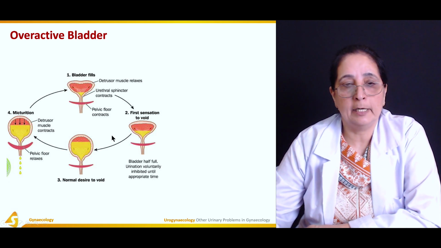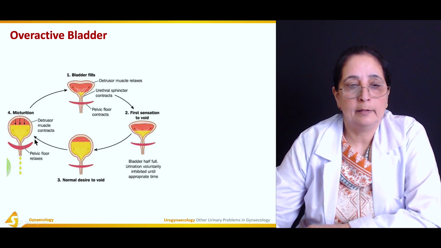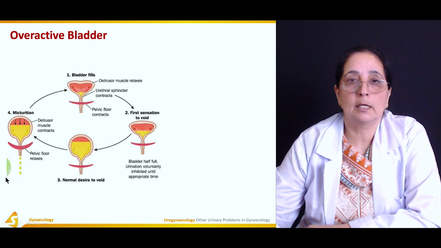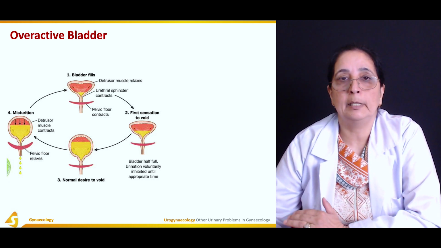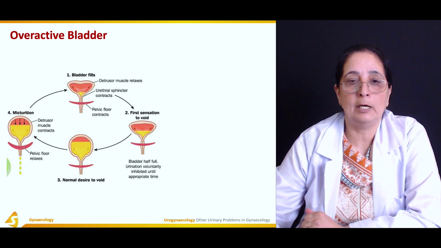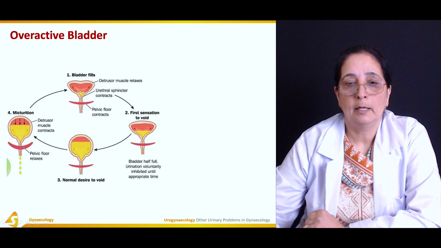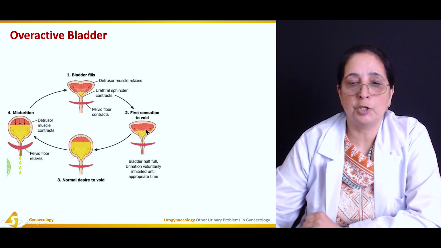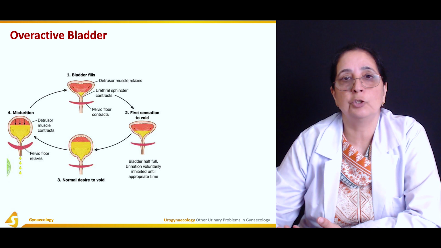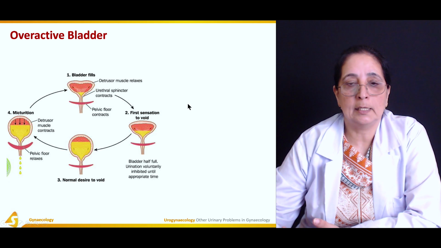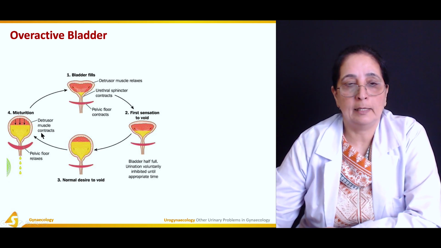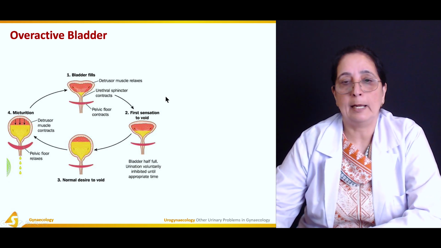And then at the beginning of the normal micturition, there is relaxation of the pelvic muscle, and then there is a contraction of the detrusor muscle in the bladder. So with the beginning of the filling of the urine in the bladder, once it's half filled, there is a desire to micturate, but at this point the person can hold it voluntarily until it's more than half filled. And then with the process of micturition, there is relaxation of the pelvic floor.